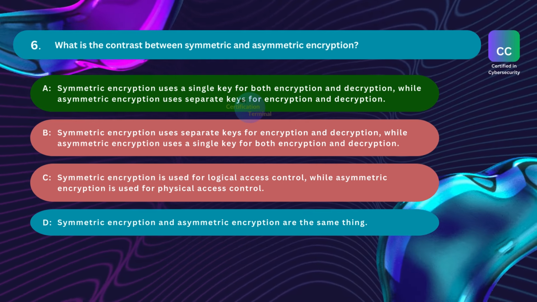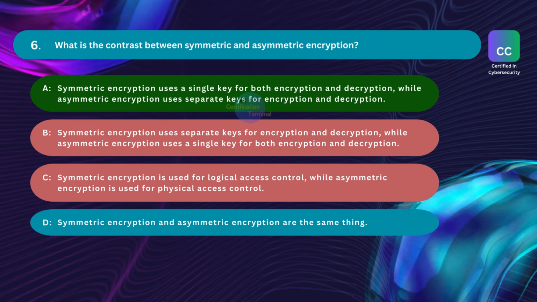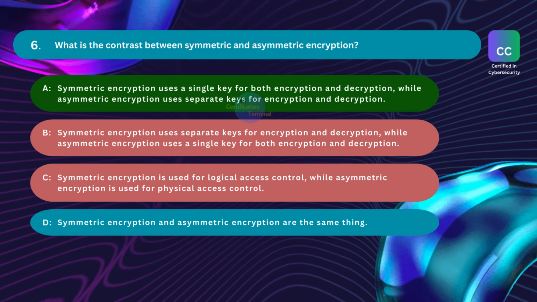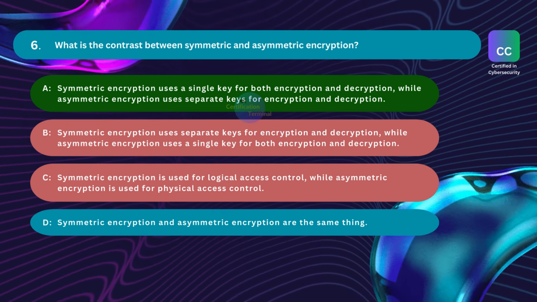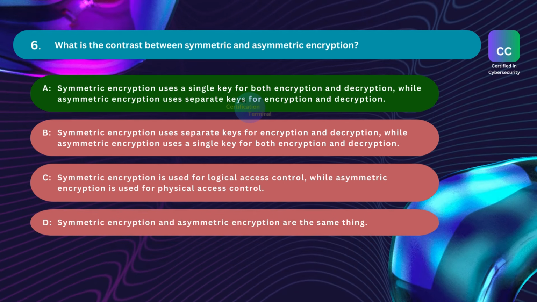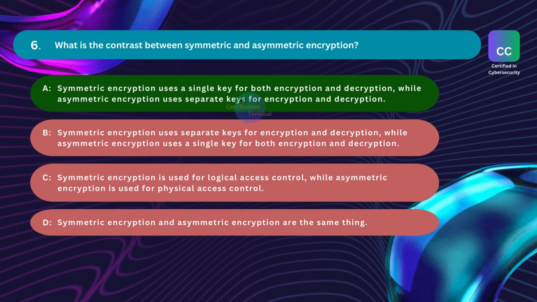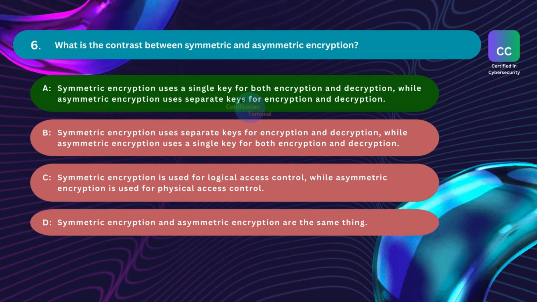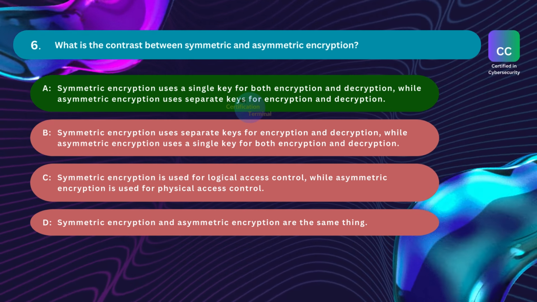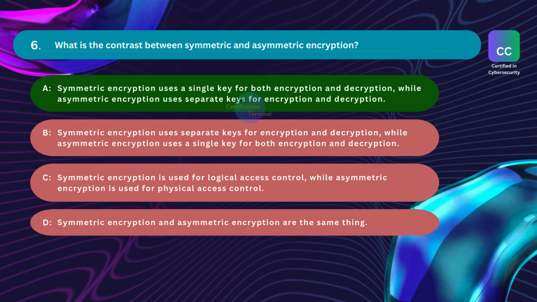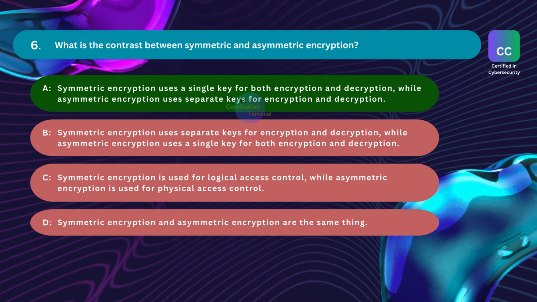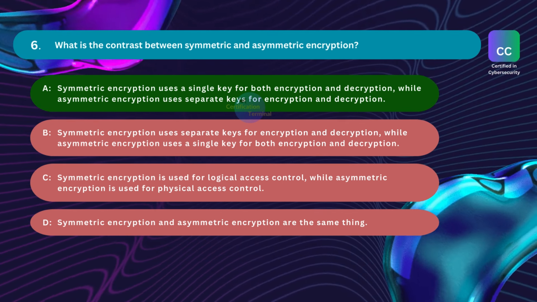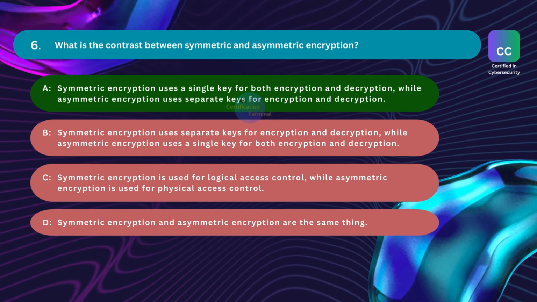Access control systems typically use encryption techniques based on their security requirements, and the choice between symmetric and asymmetric encryption depends on factors such as key management, performance, and the specific use case. Option D is incorrect. Symmetric and asymmetric encryption are distinct cryptographic approaches with different key management principles. Symmetric encryption uses a shared secret key, while asymmetric encryption uses a pair of mathematically related keys. These techniques serve different purposes and have different strengths and weaknesses.